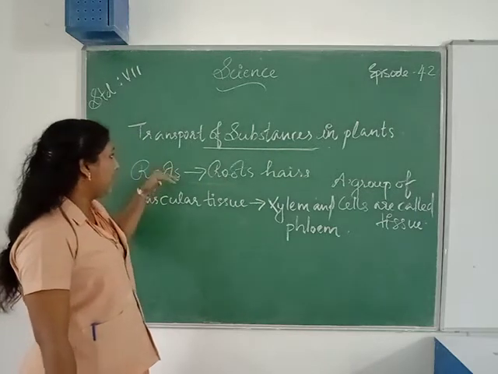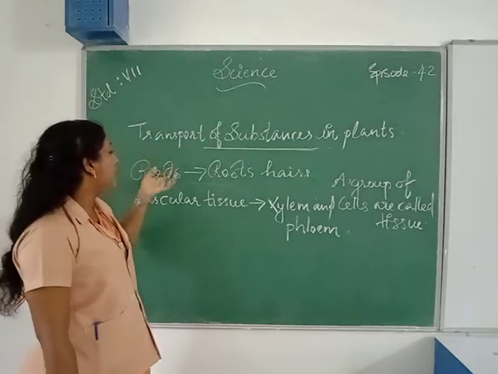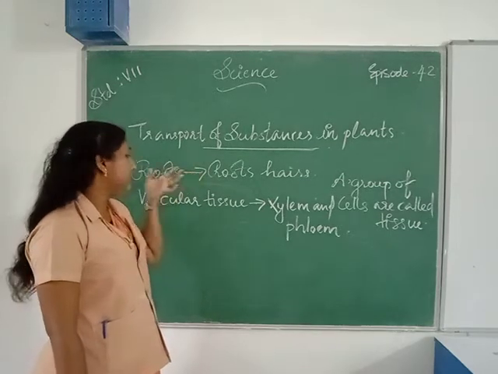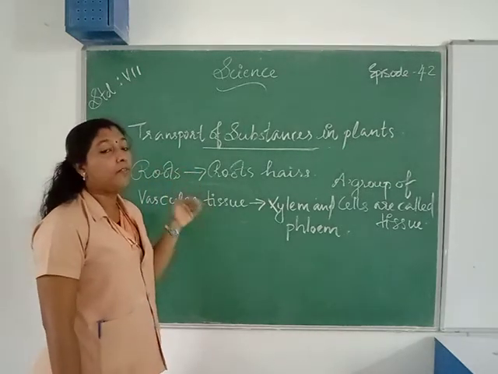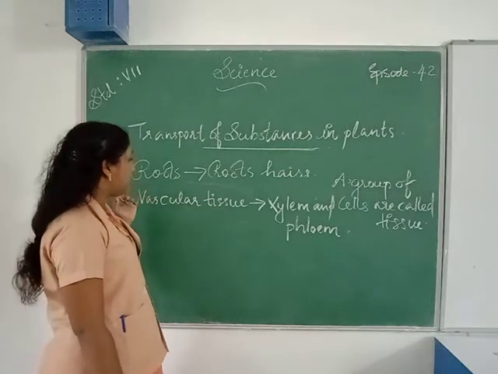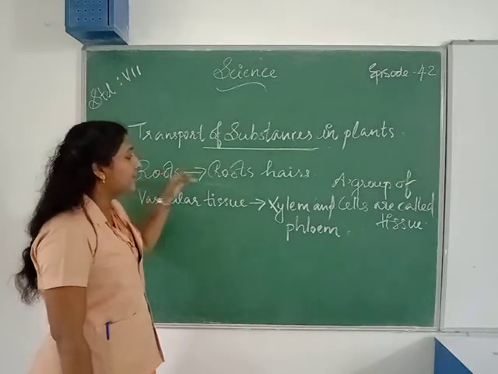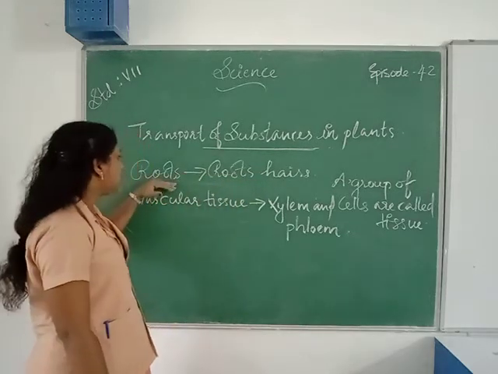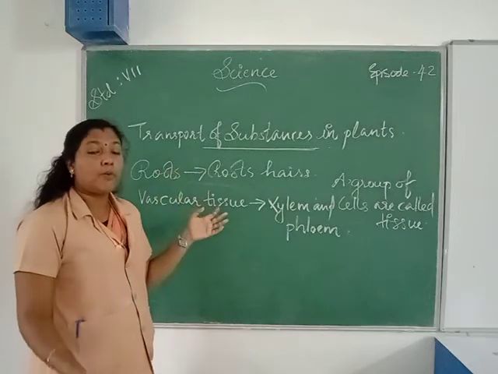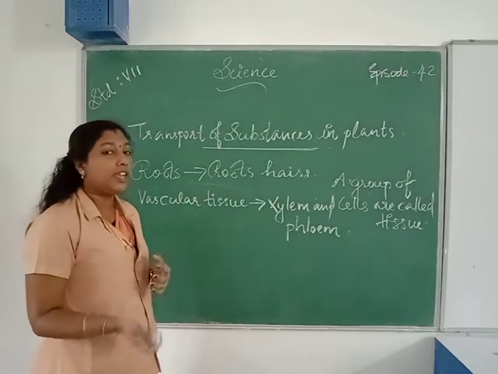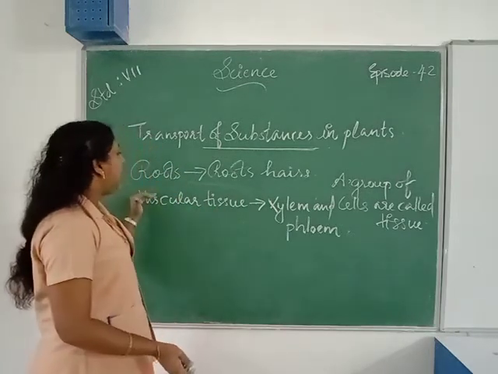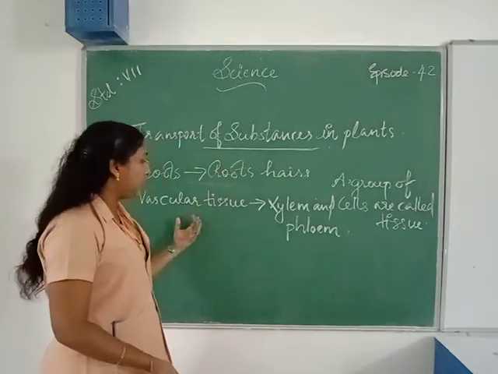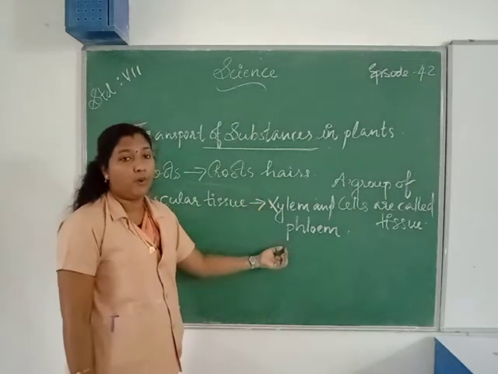Once again, we know how water is absorbed by the plants with the help of roots. The plants absorb water, minerals and nutrients from the soil. The roots consist of root hairs, and the root hairs increase the surface area of the roots, so the roots can absorb water and nutrients from the soil. Then that absorbed water is transported by the vascular tissues, the xylem and the phloem.